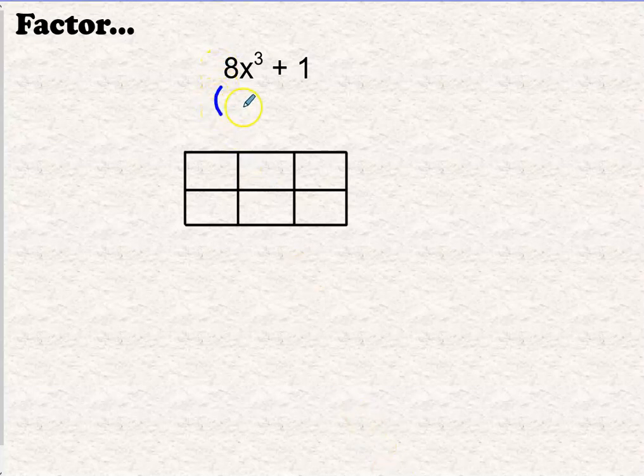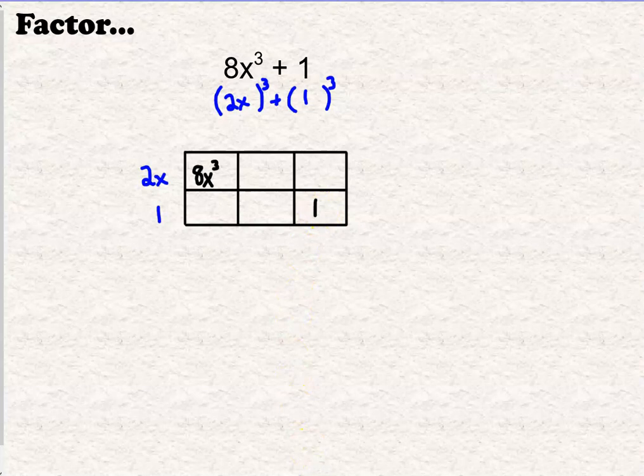So first off, we know that 8x cubed is a perfect cube, and we know that 1 is also a perfect cube. So 8x cubed is the number 2x times itself 3 times. And 1 is, of course, the number 1 times itself 3 times. So this tells me that this number is 2x and this number out here is 1. And inside my box, I have to have an 8x cubed, which is going to go in the upper left-hand corner, and a positive 1, which will go in the lower right-hand corner.